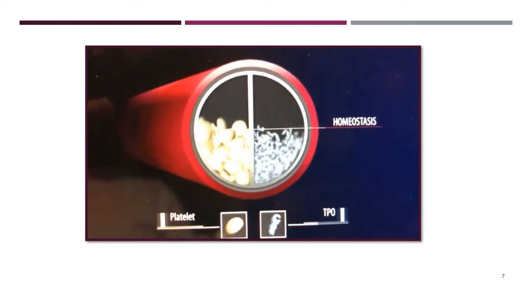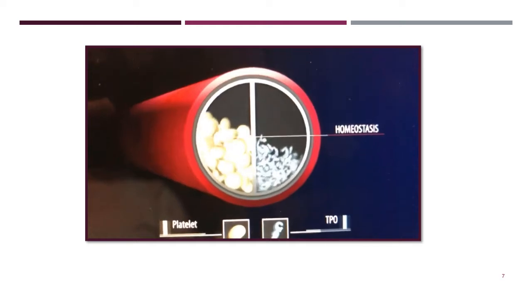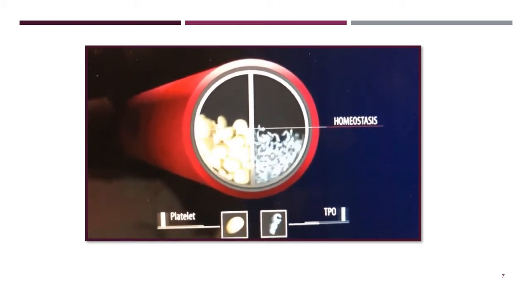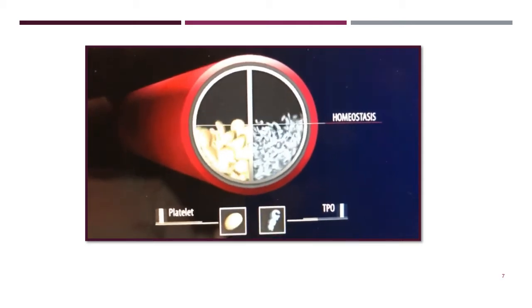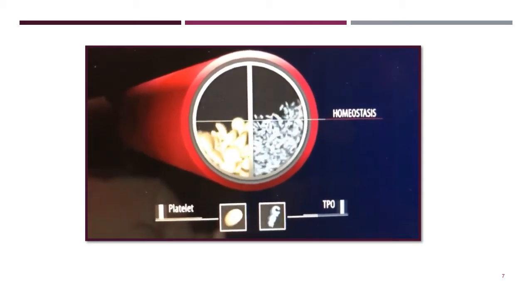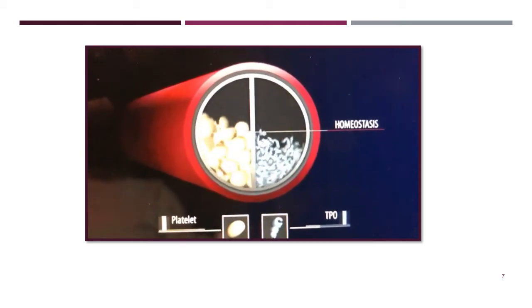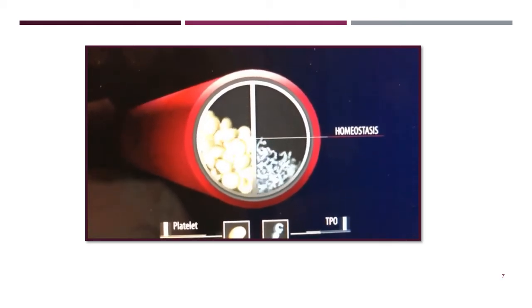In ITP, antibodies are marking platelets for destruction, but before the platelets and megakaryocytes are destroyed, they bind and degrade TPO, resulting in this relative TPO deficiency. When you're TPO deficient, you have less TPO able to stimulate megakaryocytes, and therefore low levels of platelets are seen.